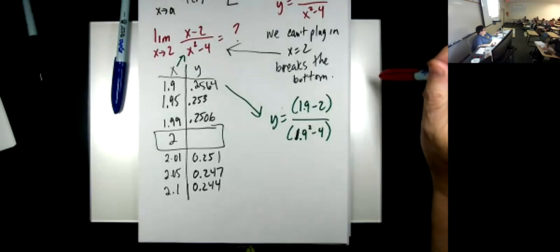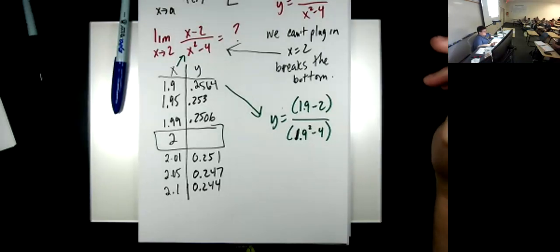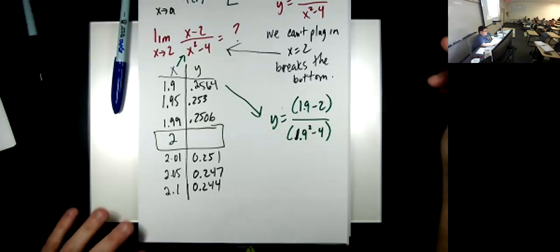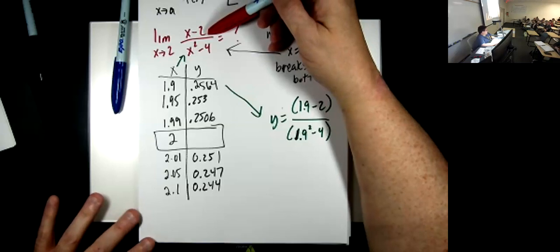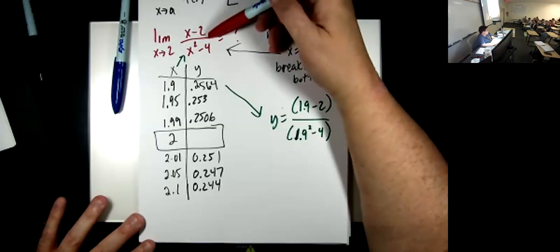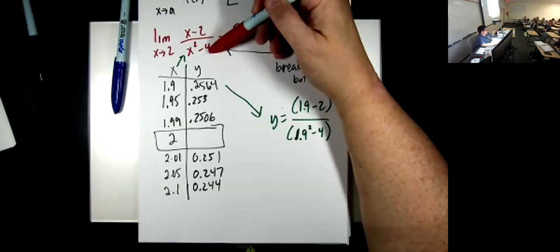Where did we get y equals (x minus 2) over (x squared minus 4)? Where did that come from? Just from the example problem we gave. This is what we're doing when we're finding what y equals. The reason why we do limits is when we want to find a value that doesn't actually exist. What would it be if it did exist?